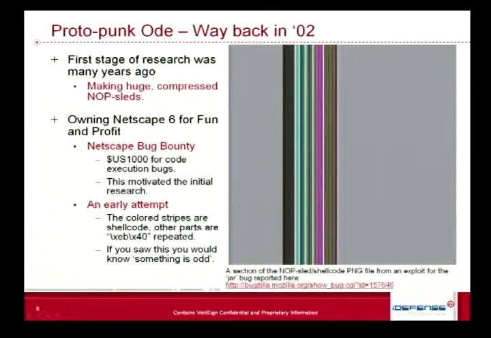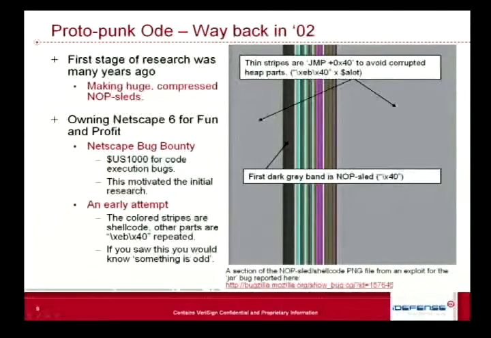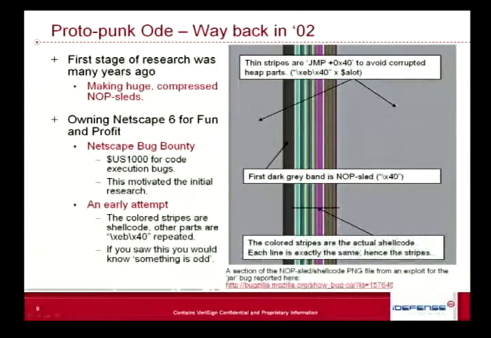The image you see on the right there, the stripes are some jump instructions, because most of the vulnerabilities I found were heap related, to jump over any of the corruption that occurred. The first dark gray band there is something to jump into, so it doesn't jump partway into the code. And the colored stripes themselves are the actual shellcode. Because each line's exactly the same, it makes the stripes.